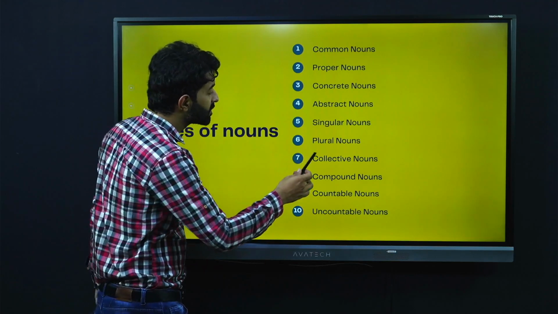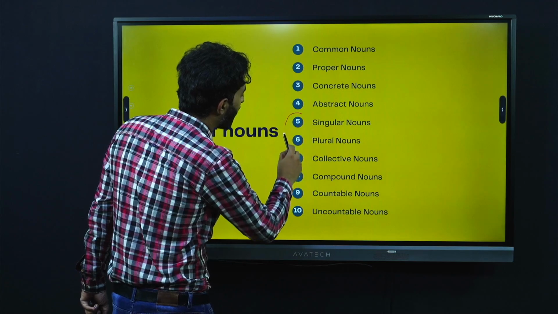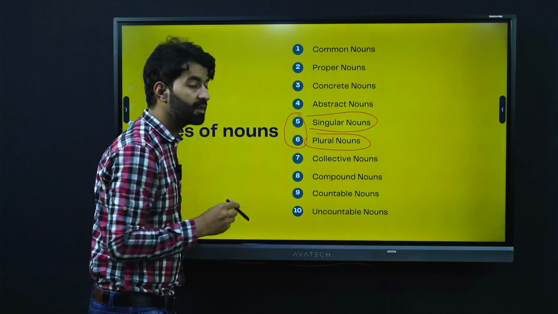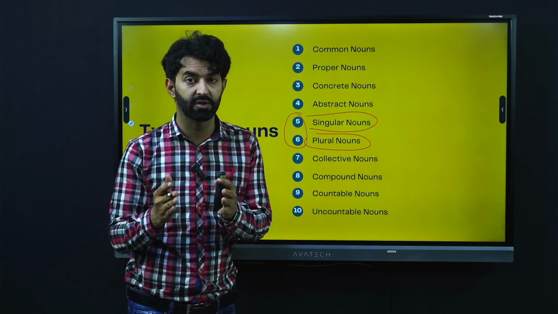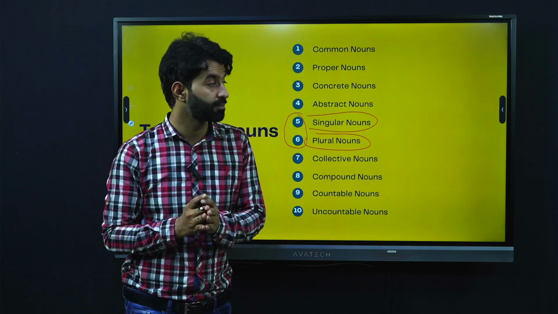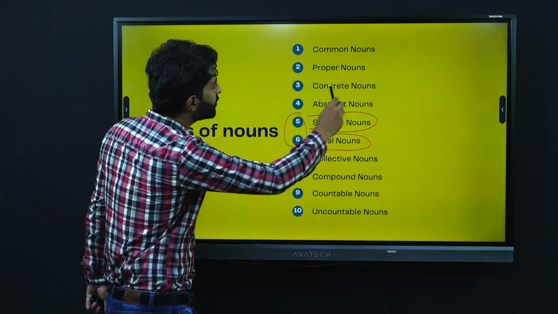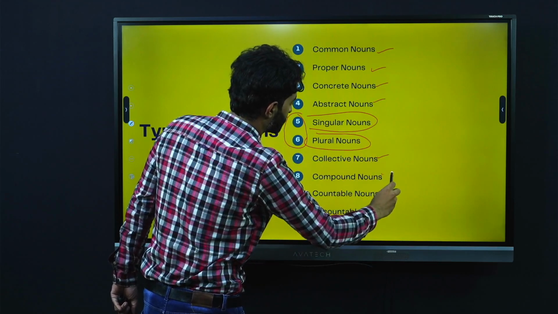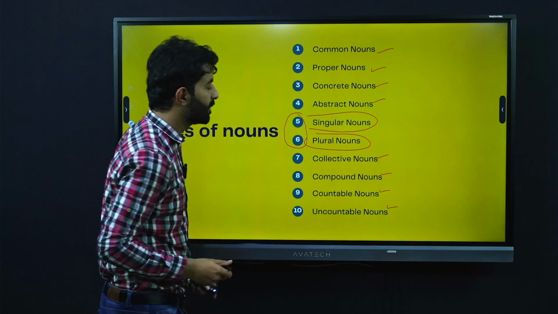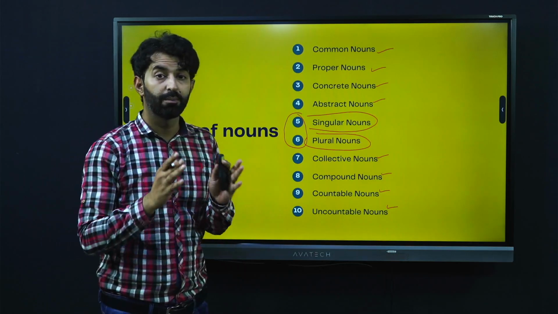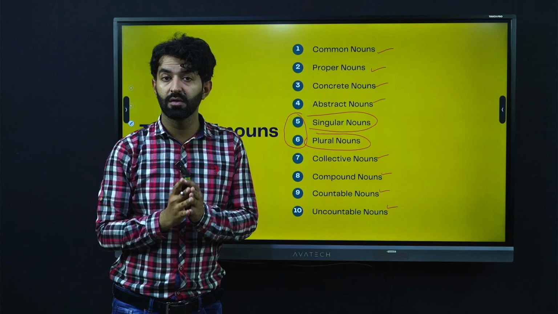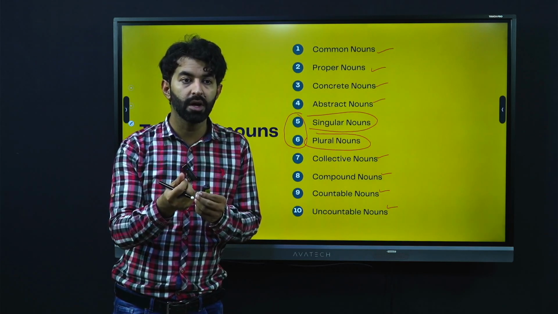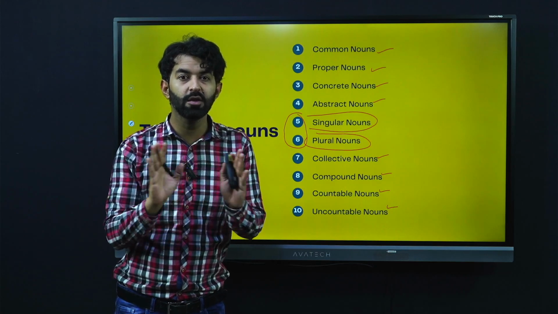My dear learners, number 5 and number 6, singular nouns and plural nouns, we will cover these two in the next lecture, in lecture number 2. And the rest of these will be covered in today's video. So you need to memorize all these parts very carefully. It should be on your fingertips, right? You should not forget any of this type.